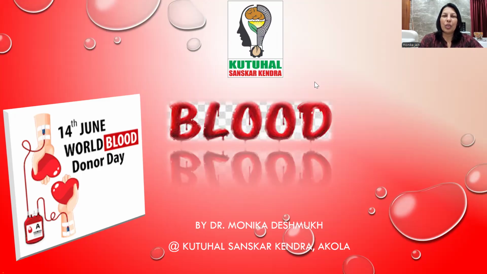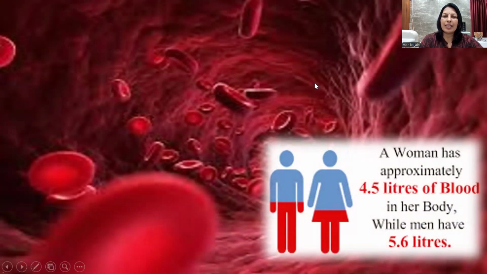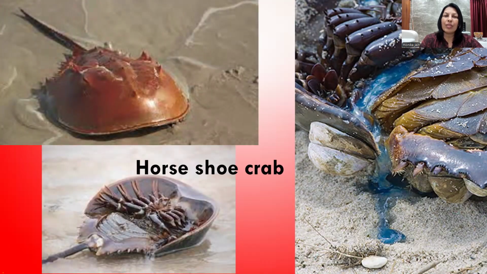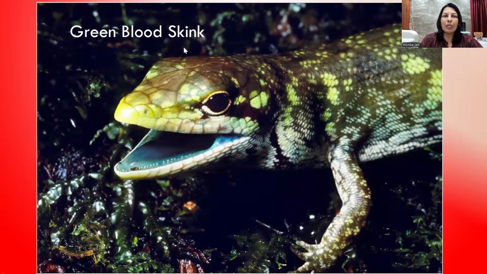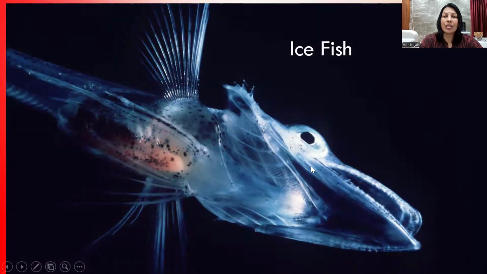Hello everyone. Do you know that an average person has 5 to 6 liters of blood in his or her body? Do you know that not all animals have red blood in their body? Like this horseshoe crab, it has blue blood in its body, while this green blood skink has green blood in its body. This marine worm has purple blood and this ice fish has clear blood in its body.